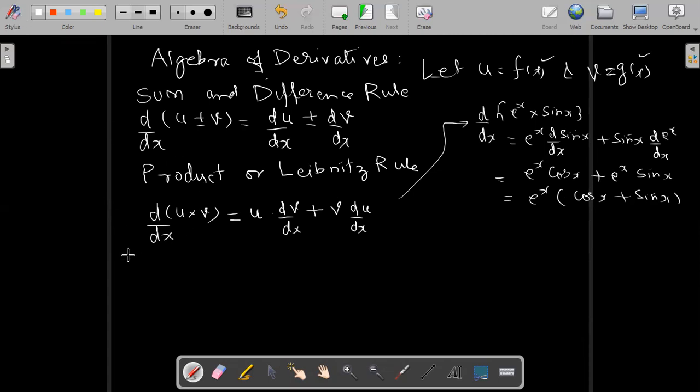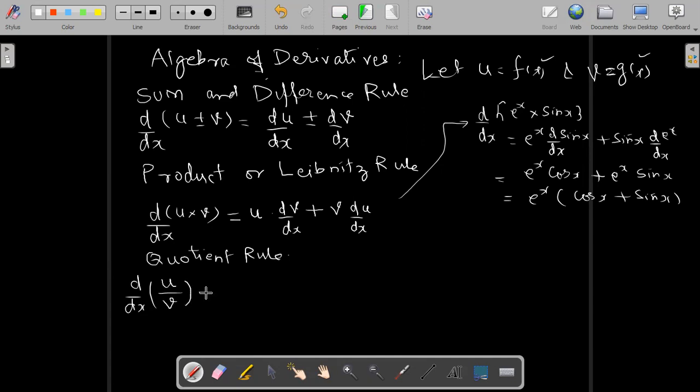But the most important thing is the quotient formula. The product rule is symmetric; if you reverse the order, it will not change. But in the quotient rule, you have to use the same order. Quotient rule means division. If you have to find the differential of the division of two functions, u by v, numerator upon denominator.